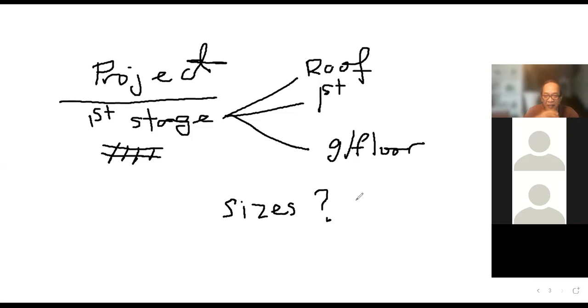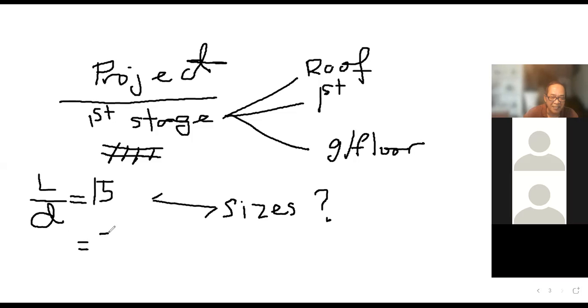Dalam drawing tersebut, tuliskan size dia. What is the size of this particular beam? What is the size of this particular column? Dan sebagainya. And how do we come up with the sizes? Again, this is what we've come across earlier dalam staircase. Gunakan L over D. Okay? L over D, approximately 15 for beams and approximately 30 for slabs dan juga staircases. So this will give the indication of the thickness of beams dan juga slab.